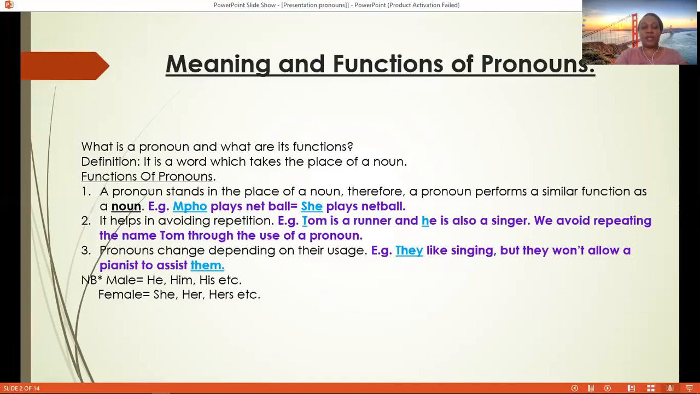Number 2, a pronoun helps in avoiding repetition. We use pronouns to avoid repetition. For example, Tom is a runner and he is also a singer. We avoid repeating the name Tom through the use of the pronoun he. So if we were not going to use the pronoun, the sentence would read, Tom is a runner, Tom is also a singer. So to avoid repetition, we use a pronoun.